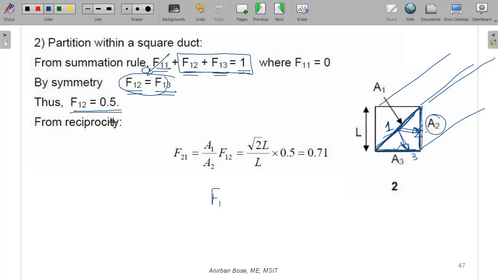So once you know F12, you can easily find out F21 using the reciprocity relation, that A1 F12 is equal to A2 into F21. If you use this relation, A1 and A2 you can easily calculate with the given dimensions, and since in the perpendicular direction the length is the same, that will cancel, so you can easily find out F21. Okay.